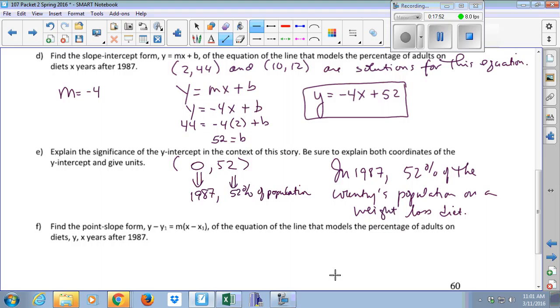Yeah, you're right. So according to our model, in 1987, we estimate that 52%. All the information that you'll be working with will always be estimates or predictions, because we're going to be looking at raw data, real world data, and nothing lines up perfectly in a straight line in the real world.